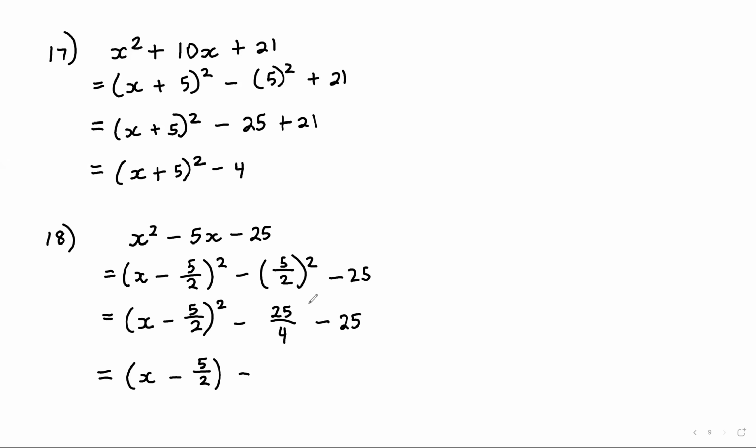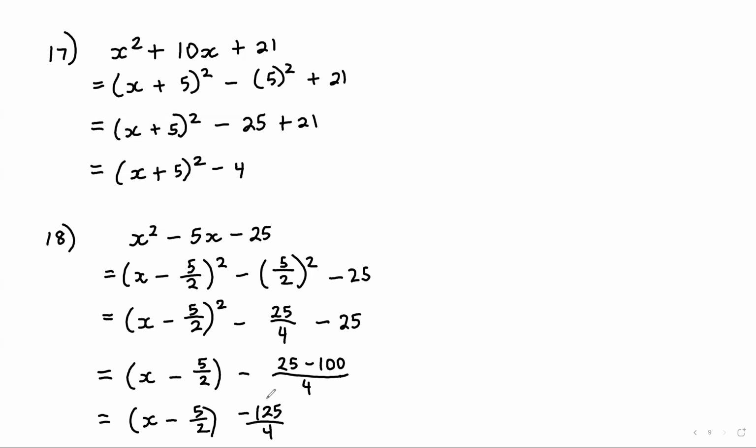Right, so 25 over 4 minus 25. Well, the common denominator here would be 4. Right, so then you'll have 25 take away 100. And then this would be x take away 5 over 2 squared, minus 25 minus 100 is minus 125 over 4, which is actually 125 divided by 4 is 31. So that'll be 31 and a quarter.